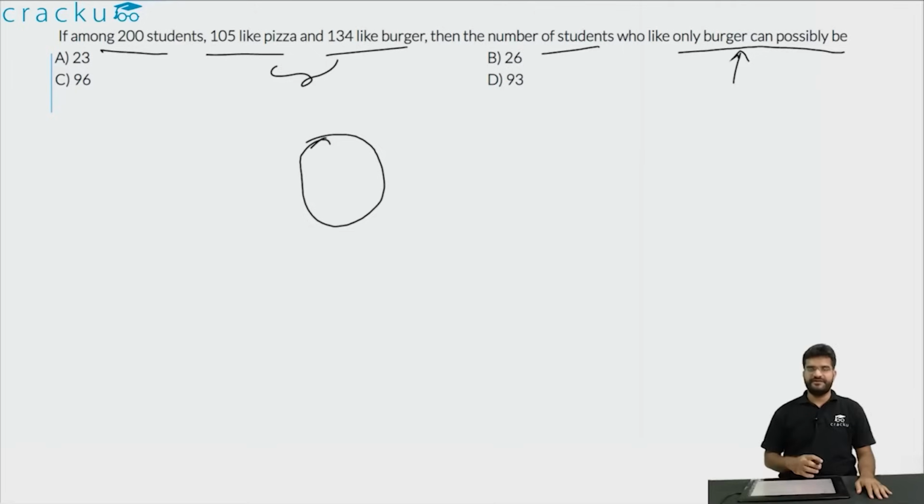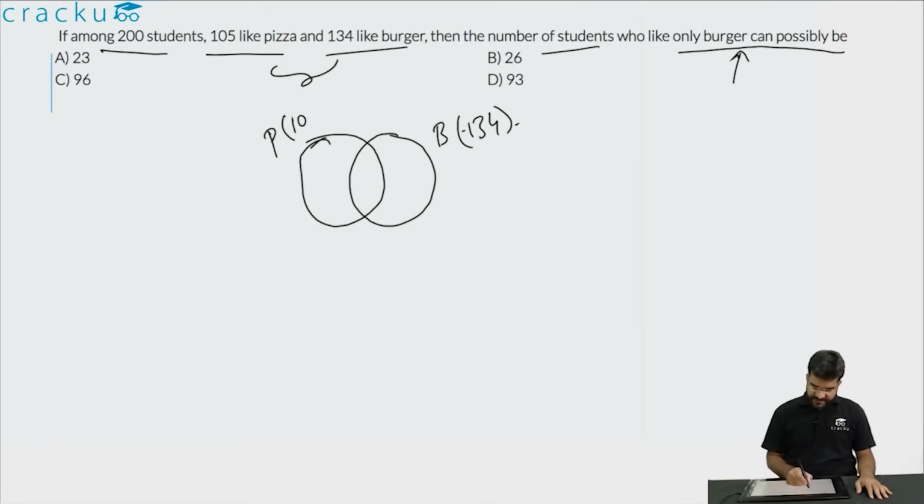So any question which has this sort of a setting, which is that there are more than one attributes that a particular student can like, you know that this is a Venn diagrams question. So suppose this circle represents all the students who like pizza, and this circle represents all the students who like burger. We are told that 134 students like burger and 105 students like pizza. Now what are we required to find out?